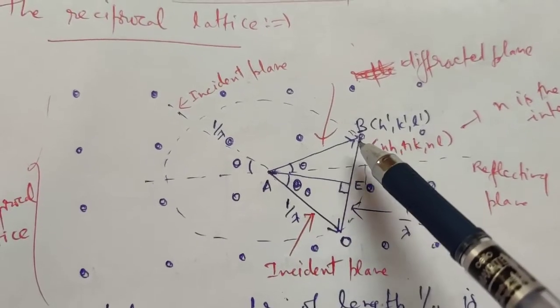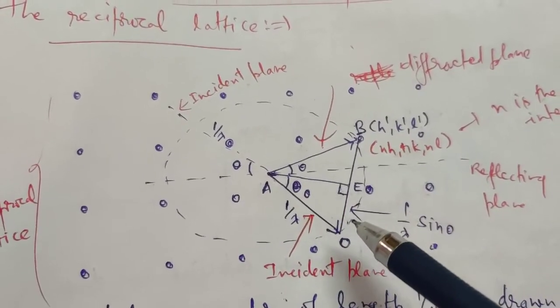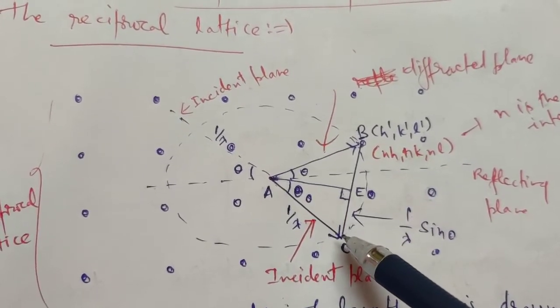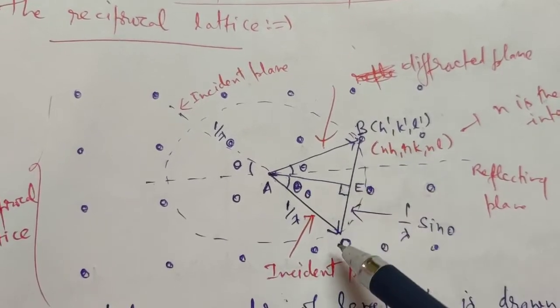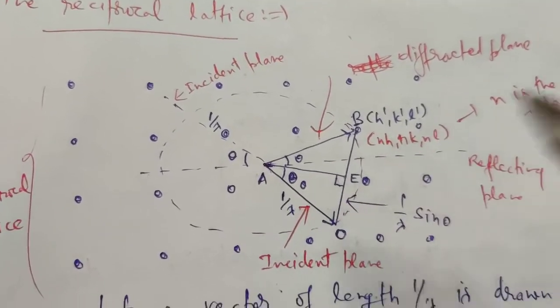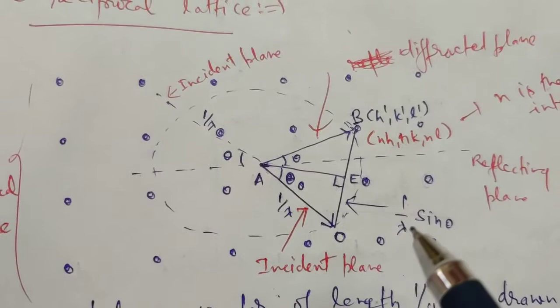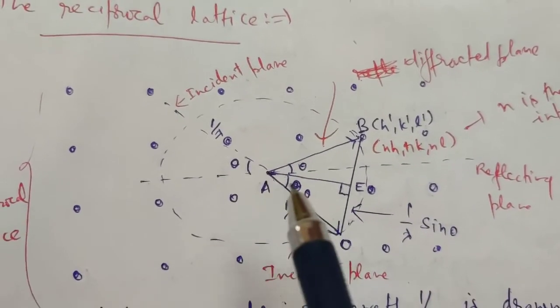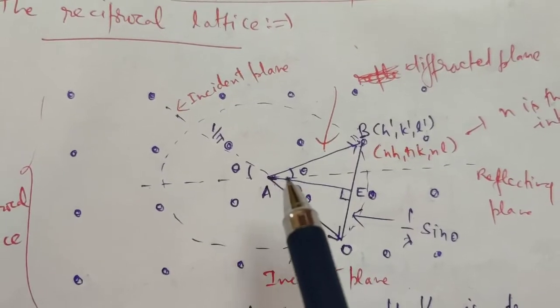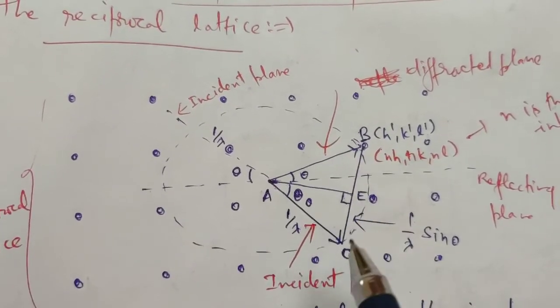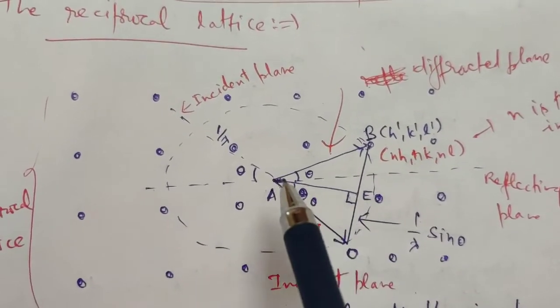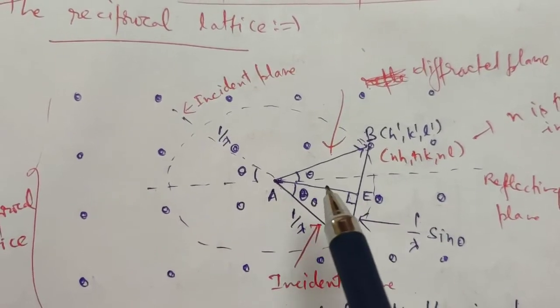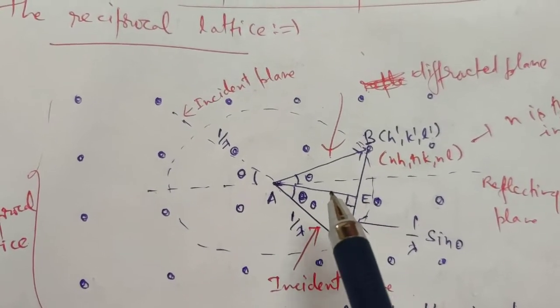Now I will draw a reciprocal lattice vector by taking this O as origin. So this will be your reciprocal lattice vector. Now I will tell you what is the Bragg plane in this Ewald construction. I will draw a perpendicular bisector on this reciprocal lattice vector. This perpendicular bisector will be known as your Bragg plane. This is your Bragg plane.